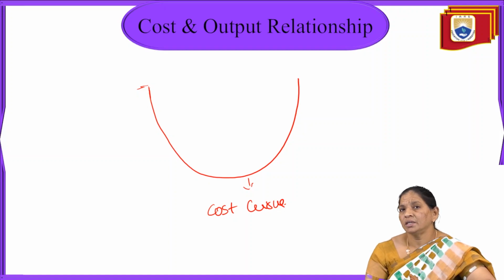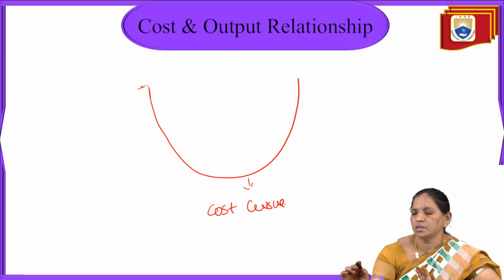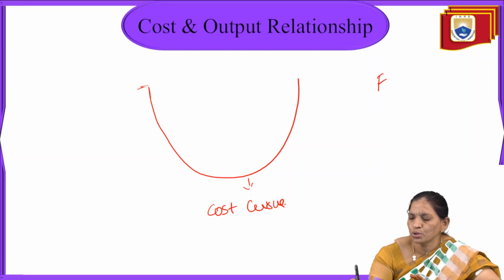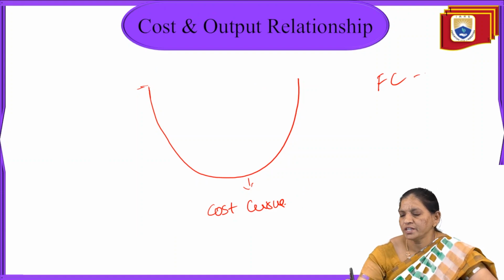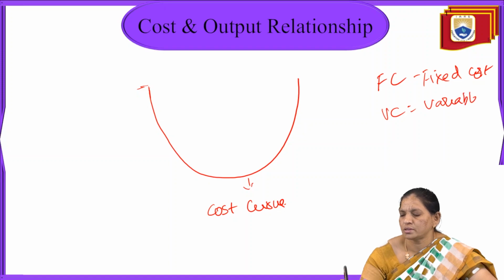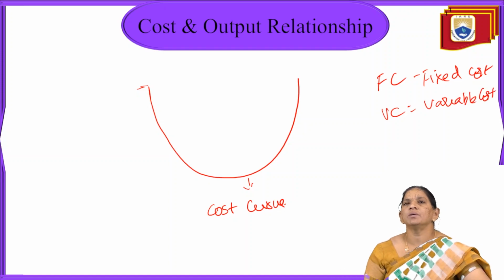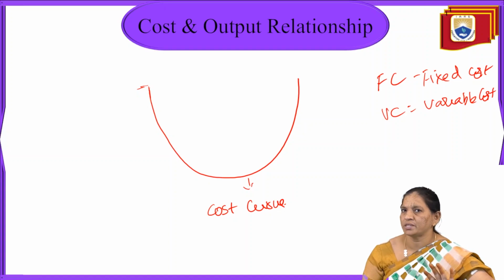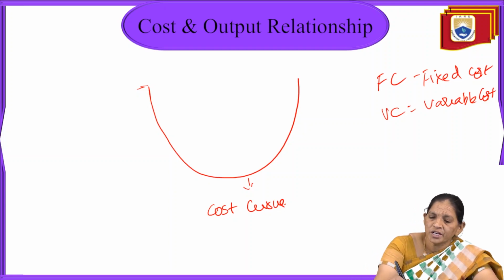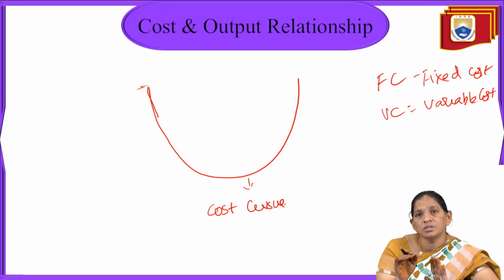And we have two types of cost: fixed cost, FC, and variable cost, VC. As we know, fixed cost is fixed at a certain level of capacity, and variable cost is the cost we keep per unit. It varies according to the unit. So at a certain level, the fixed cost is constant.